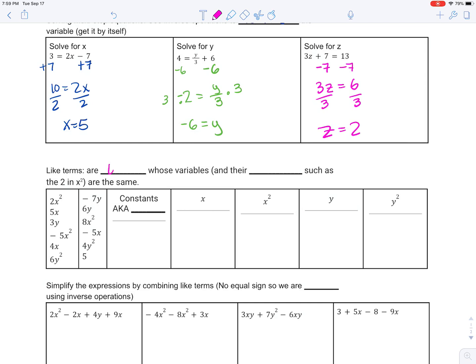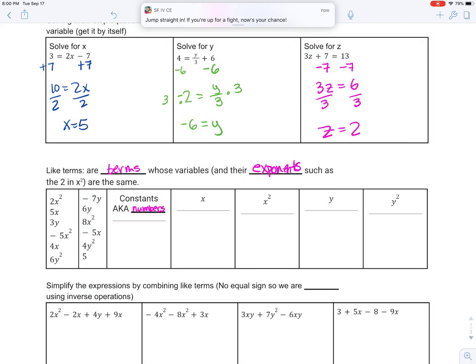Okay. Next part of this is like terms. Like terms are terms, and terms are separated by addition or subtraction if you're looking at an equation, whose variables and their exponents are the same. So when we look at this list here, I'm looking for constants. Those are just numbers.